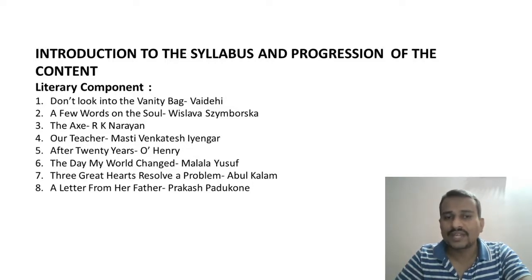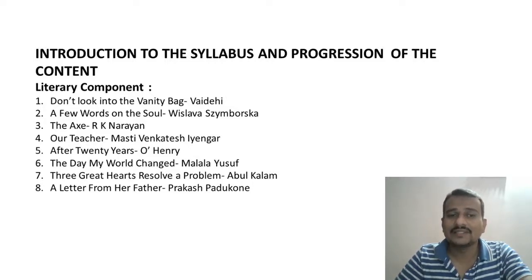Now, the fourth text is Our Teacher by Masti Venkatesh Iyengar. This short story gives us a picture of a village school teacher, the problems he faces in the classroom, and the agony he has in his life, the struggles he has to face in his personal life, and balancing the situations in the classroom with the mischievous students. The pathetic condition of a schoolmaster has been depicted in this short story.